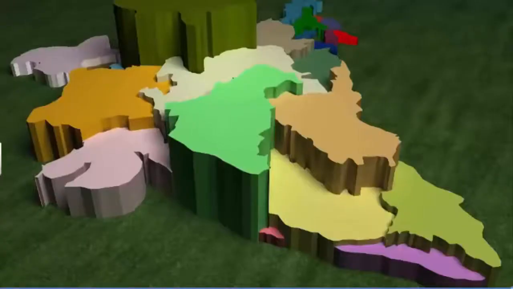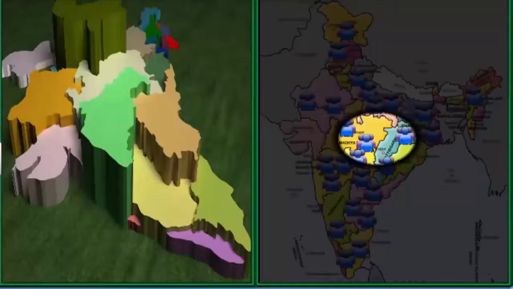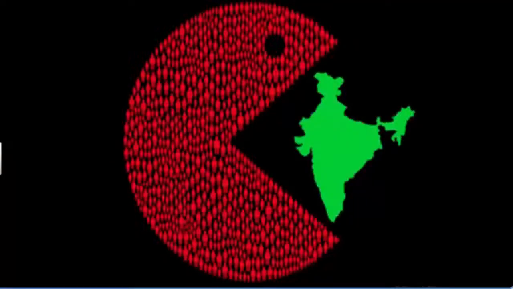Population density provides a better picture of the uneven distribution. Population density is the number of persons that live in 1 square kilometer of an area. The average population density of India in 2001 was 324 persons per square kilometer. India is one of the most densely populated countries of the world.